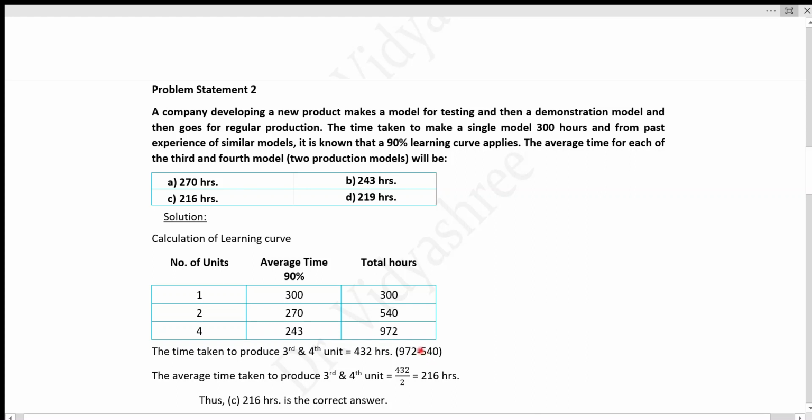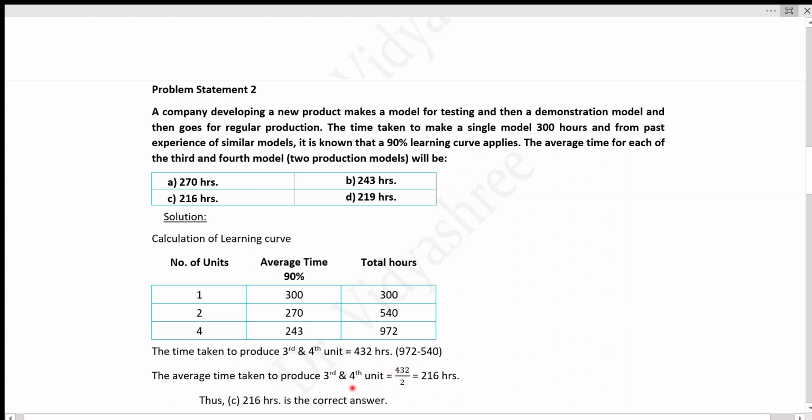I repeat, 972 minus 540, we get the time taken to produce the two units, that is third and fourth unit. So after we get to know the total hours, in this problem they have not asked us to calculate the labor cost, but we have to calculate the average time. Observe the question, average time. How do we take the average time? Just take the total hours divided by number of units.